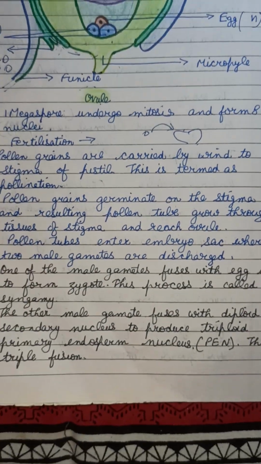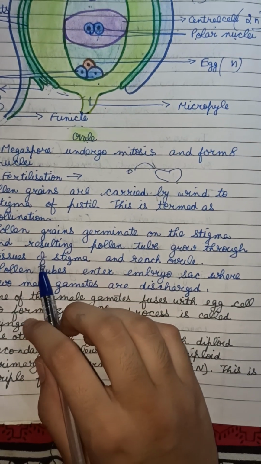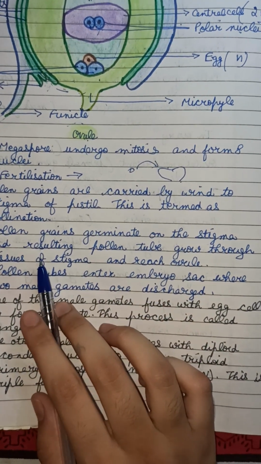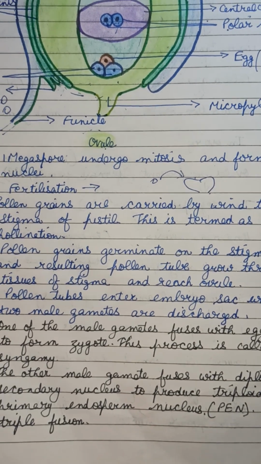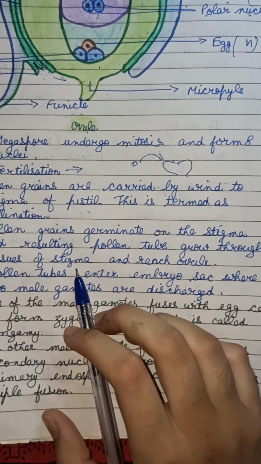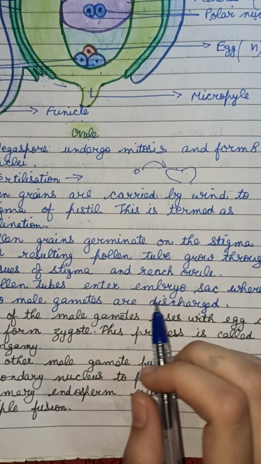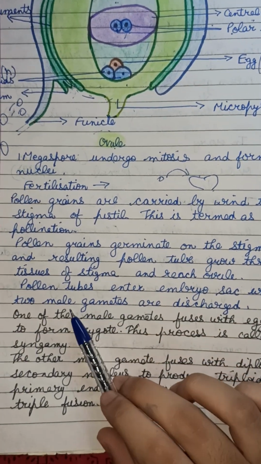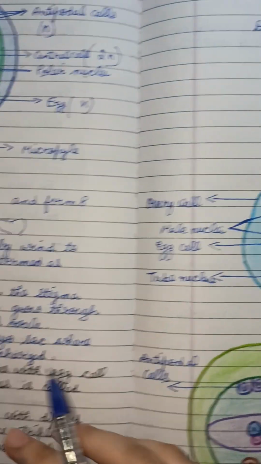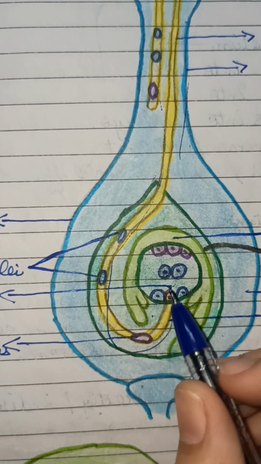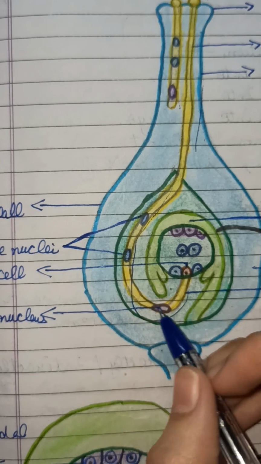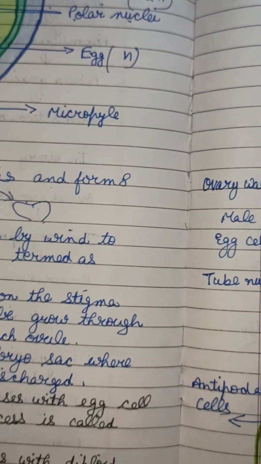Now, next point, pollen grains germinate on the stigma and the resulting pollen tube grows through the tissues of stigma and reaches the ovule. Next point is pollen tube enters the embryo sac where two male gametes are discharged. Now you can see, as I have earlier told you, that this is our embryo sac. Two male gametes enter this female gametophyte.